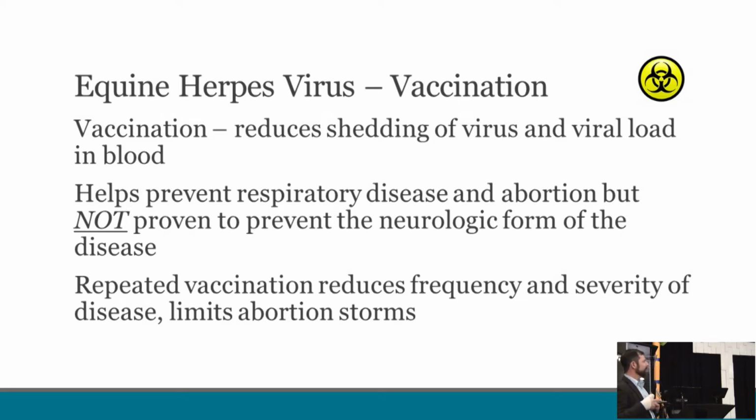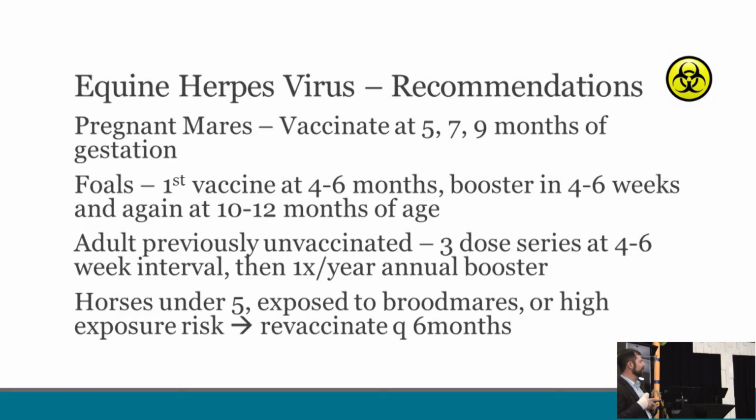As far as vaccination goes, vaccination can reduce shedding of virus as well as the viral load in the blood. It helps to prevent respiratory disease and abortion, but it is not proven to prevent the neurologic form of the disease. However, repeated vaccination will reduce the frequency and severity of disease, and it can also help limit abortion storms. Current recommendations for vaccination for pregnant mares, obviously this is more for abortion, is vaccination at 5, 7, and 9 months of gestation.